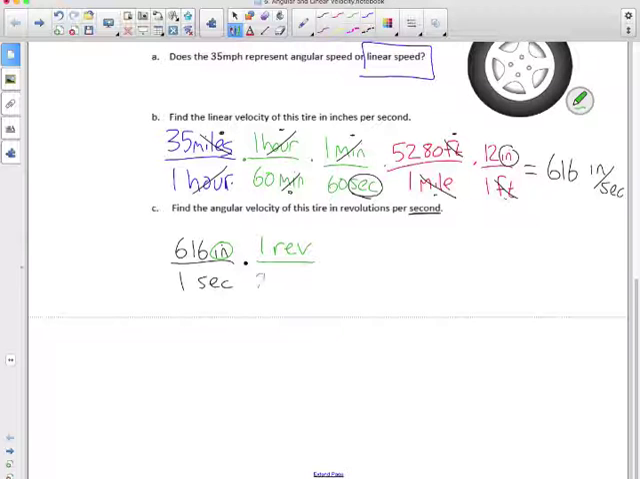So I'm going to do 1 revolution happens every circumference. So in this case, every 2 pi times 11 inches. Okay? My units of inches are going to cancel, and I'll be left with revolutions per second. So I just multiply straight across and reduce, and I got 28 pi revs per second.